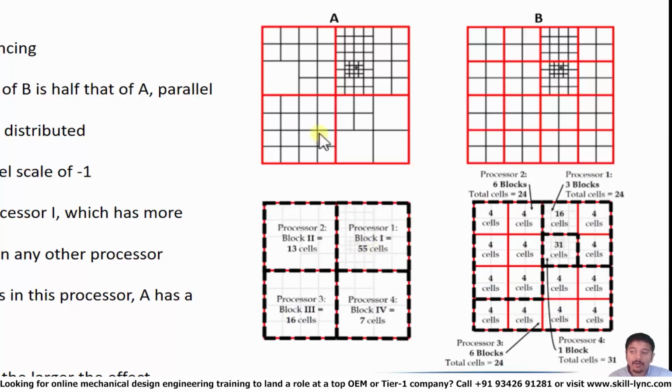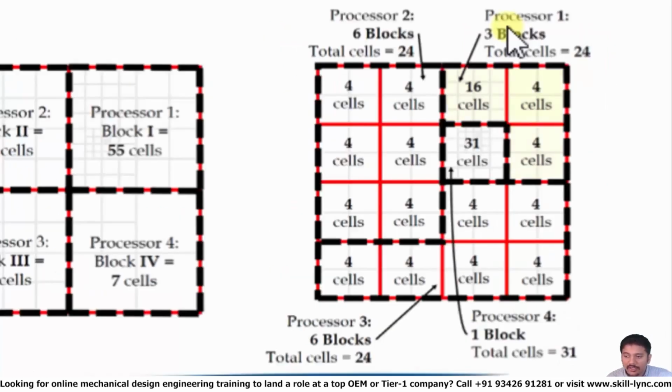On the other hand, in the same problem, if I increase the number of blocks, then I have a much finer granularity. Meaning what I can do is for processor 1, I can just give 3 blocks: the blocks with 16 cells, 4 cells, and 4 cells. So that's going to be 24 cells for processor 1. And for processor number 2, we are going to be giving 6 blocks. For processor number 3, we are going to be giving 6 blocks. And for processor number 4, we are just going to have 1 block.